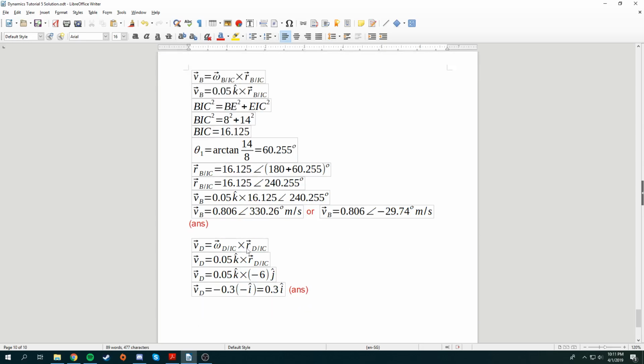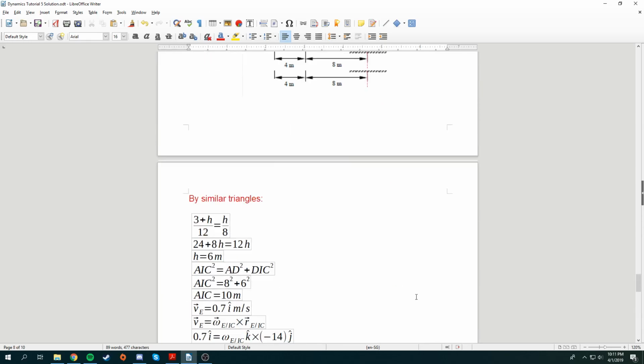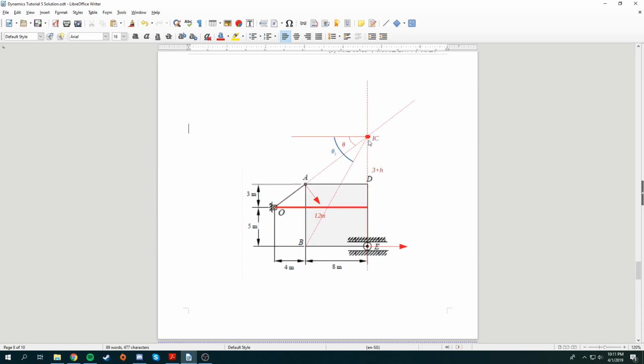Same thing. Lastly, find velocity of D. It will be angular velocity of D from IC crossed with position vector of D from IC. So I know what's angular velocity, I need to find what's the position vector D from IC. D from IC is just in the J direction, so it's negative 6, because I know this length is 6, so it's negative 6 in J direction.